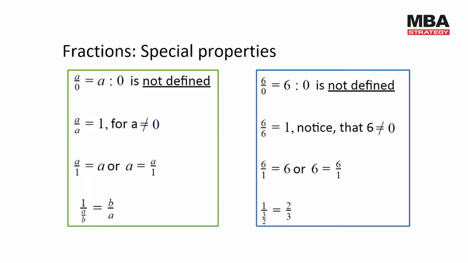And if you need to get a reciprocal, or if you need to get 1 over a fraction, which makes an even bigger fraction, don't get scared. You just need to flip the fraction. If you divide 1 over a over b, it's just b over a.